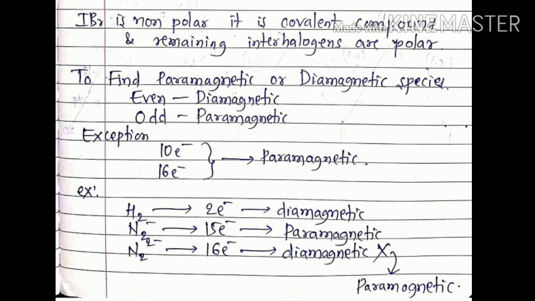To find paramagnetic or diamagnetic species, if it is an even number of electrons, then it is diamagnetic. If it is an odd number of electrons, then it is paramagnetic. So two exceptions are there. They are 10 electrons and 16 electrons. So both are paramagnetic. Example: H2, 2 electrons, diamagnetic. Nitrogen, 15 electrons, it is paramagnetic. N2 2 minus, 16 electrons, diamagnetic. So this is wrong, because we know that with 16 electrons, it is paramagnetic.